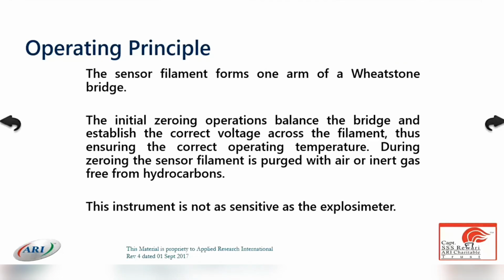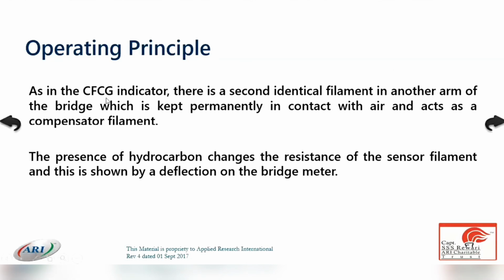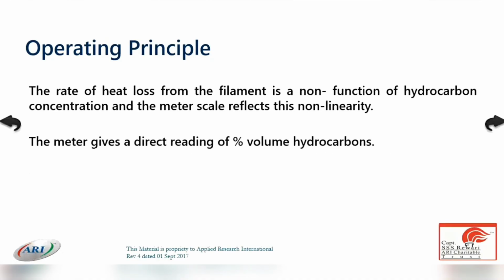And this instrument is not as sensitive as the explosimeter. As in the CFCG indicator, there is a second identical filament in the other arm of the bridge which is kept permanently in contact with air and acts as a compensator filament. The presence of hydrocarbon changes the resistance of the sensor filament, and this is shown by deflection on the bridge meter. Now it is clear the rate of loss of heat from the filament is a non-linear function of the hydrocarbon concentration, and the meter scale reflects this non-linearity.